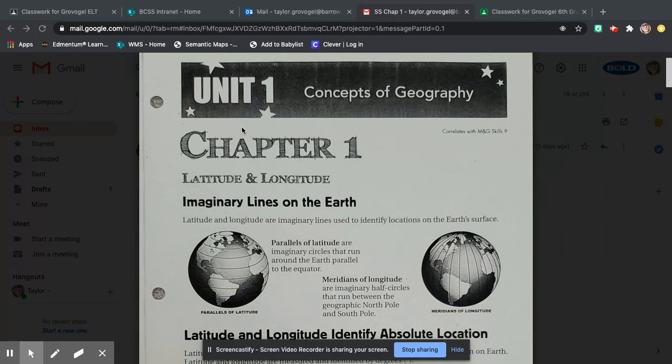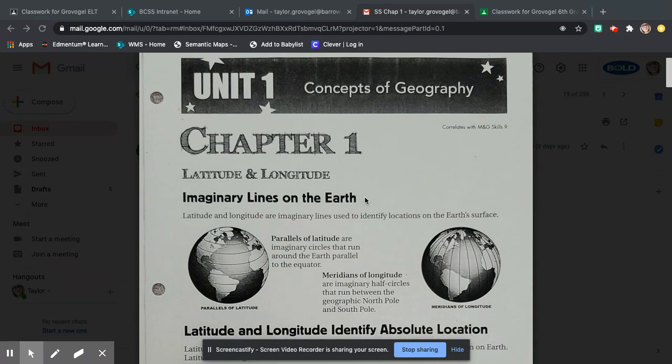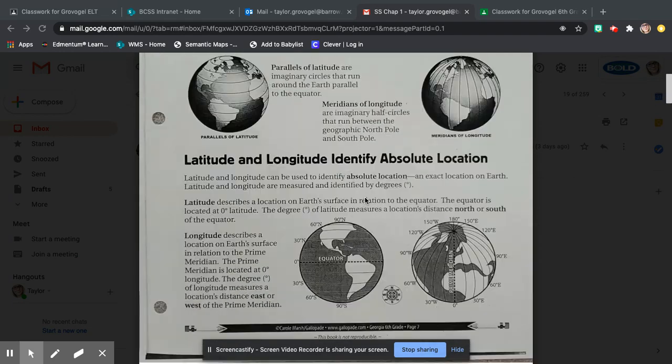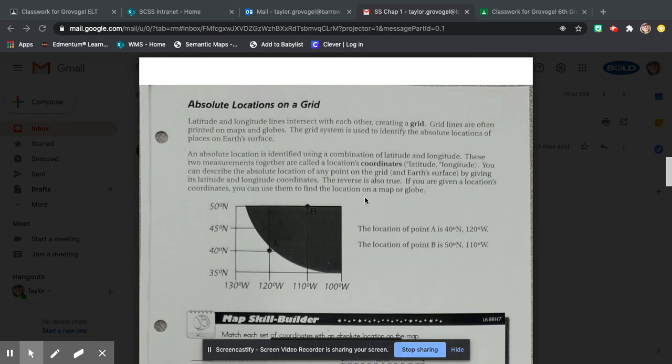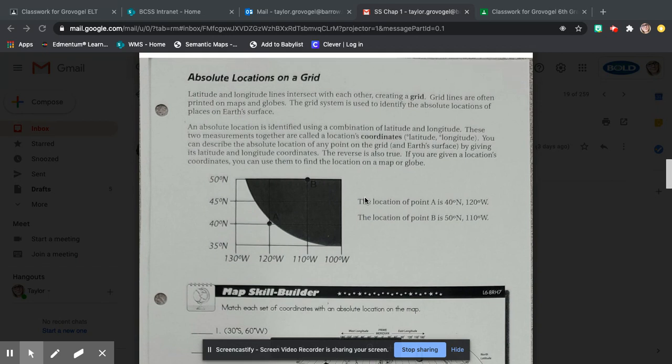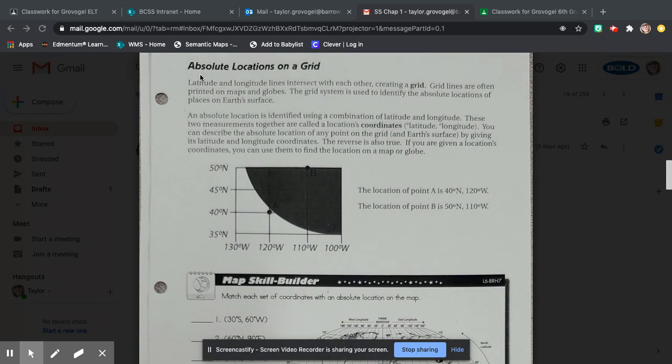So what you're going to need to do is get this packet out again, the Unit 1 Concepts of Geography. So we worked on Chapter 1. We worked on these 2 pages last time. So today we're going to be starting on this page, Absolute Locations on a Grid.